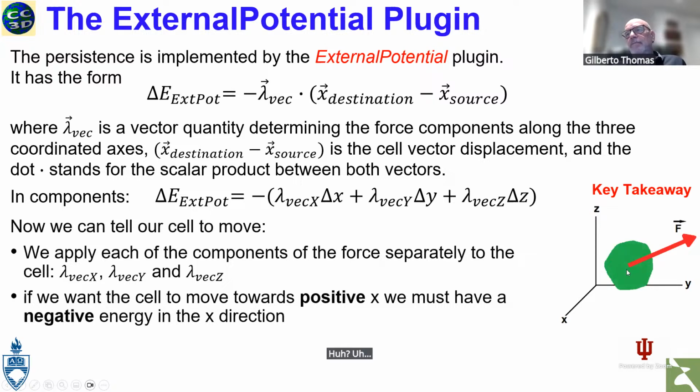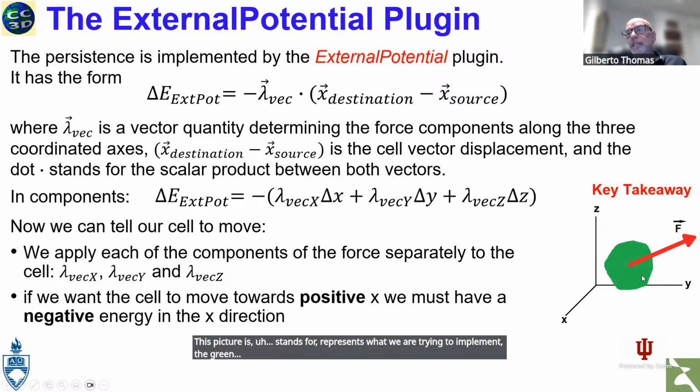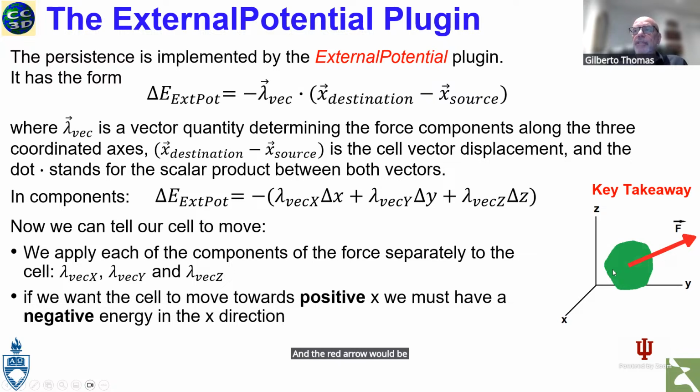These pictures represent what we are trying to implement. The green object would be the cell, and the red arrow would be the applied force in a given direction. This force can be decomposed in three components, and then we can implement the force through these constraints, the lambda vec x, y, and z.